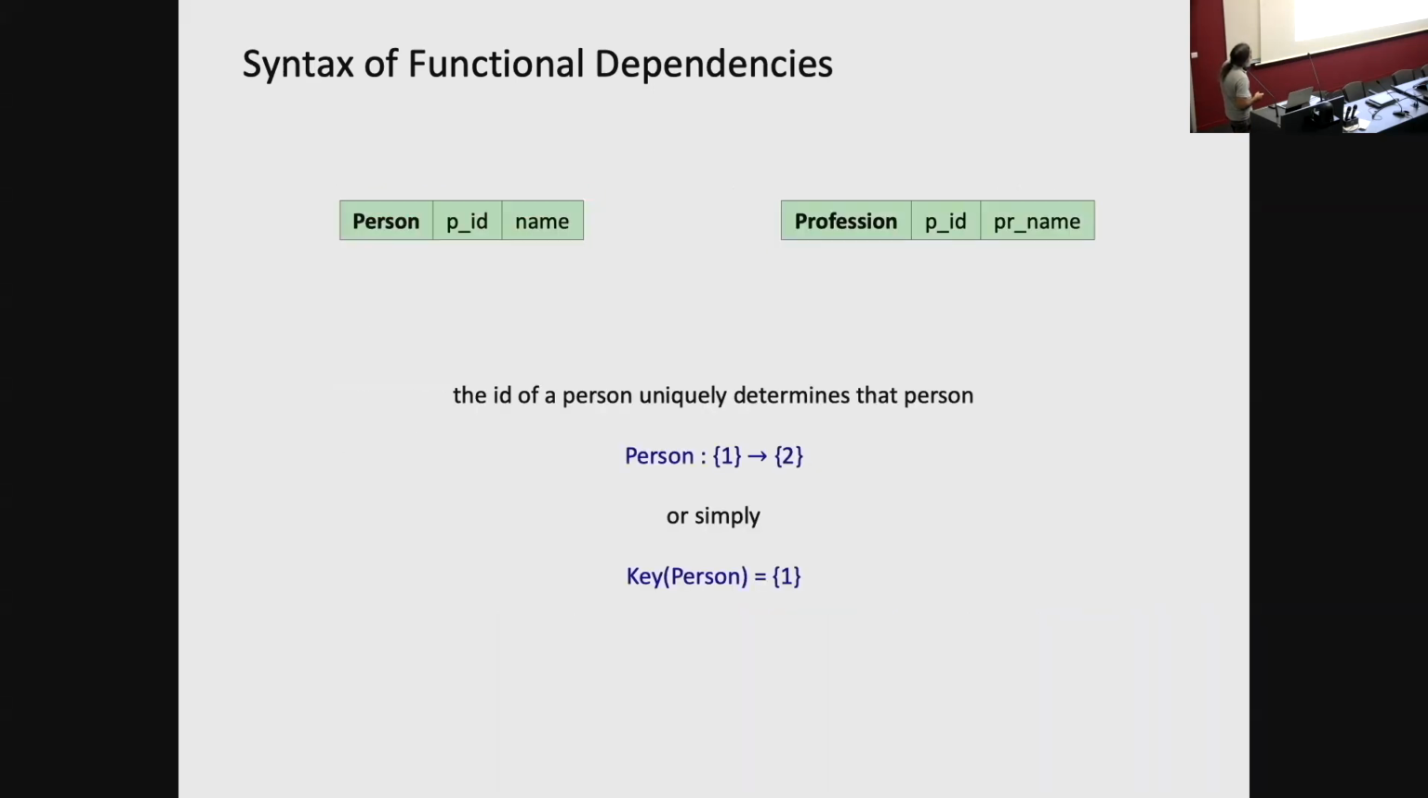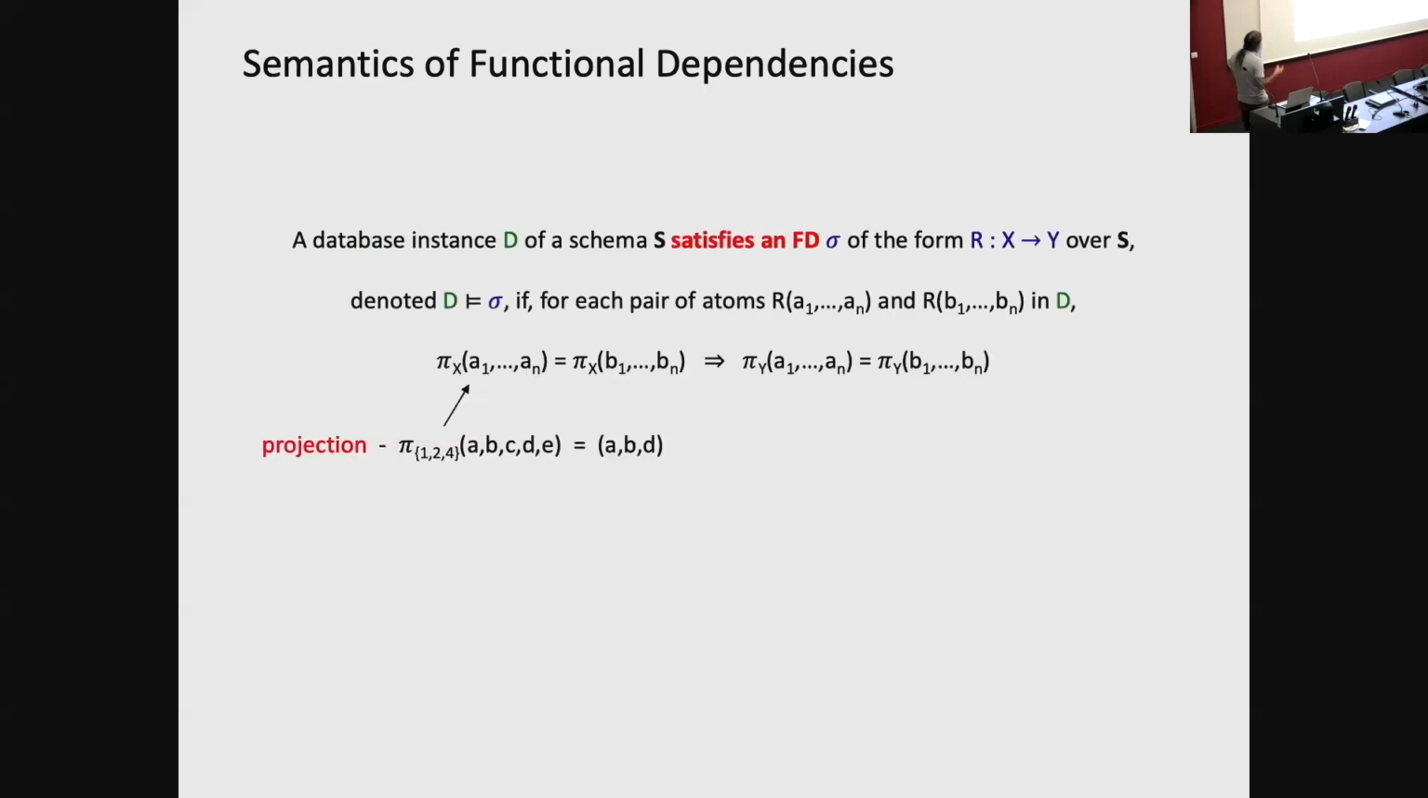Now, what we have seen before, that the first attribute functionally determines the second, is nothing else than the key of the relation person. We're just saying that the first attribute is the key. I think it's pretty clear what we mean here. Now, what about the semantics? The semantics can be defined in this way.